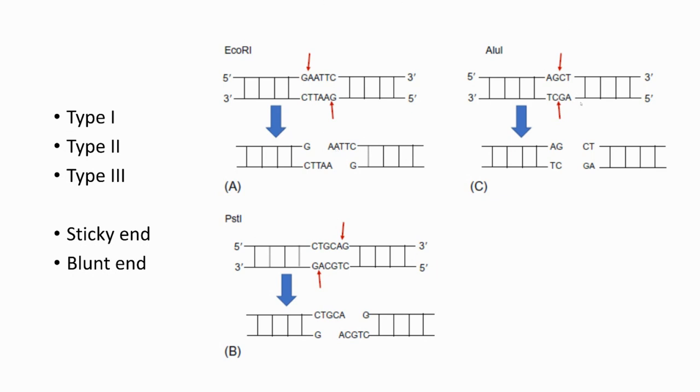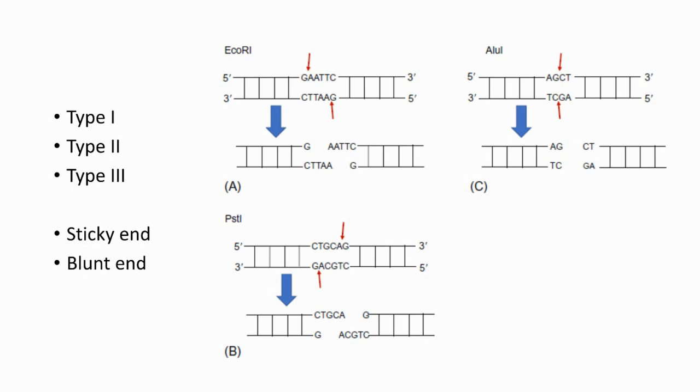For AluI, it recognizes AGCT and digests the phosphodiester bond between the G and C. So they cut it here, and then they separate into 2 different molecules. And this is called a blunt end.